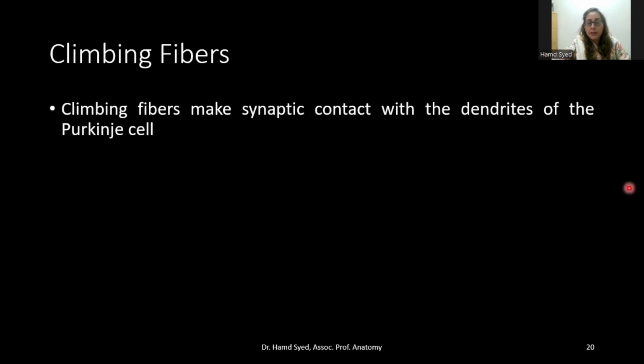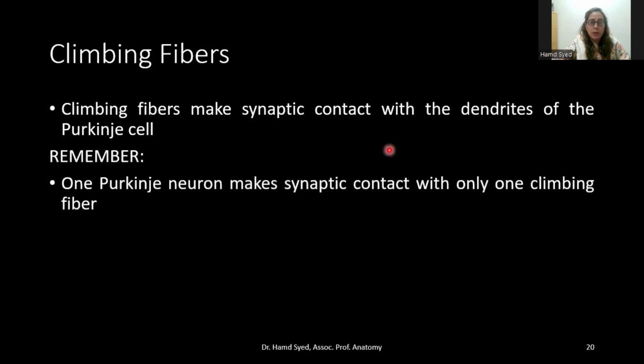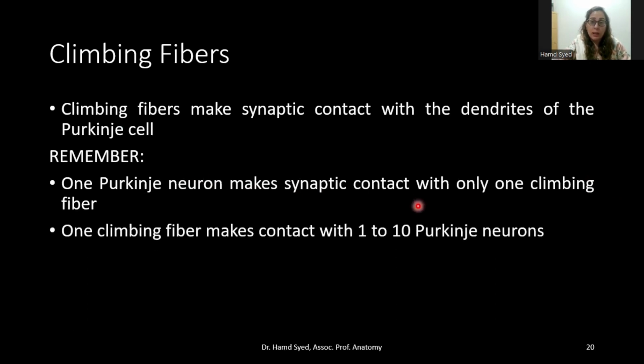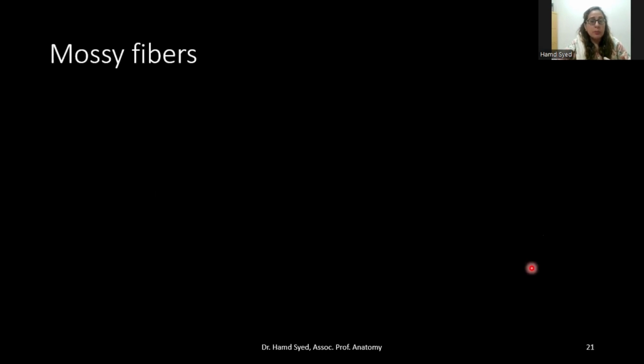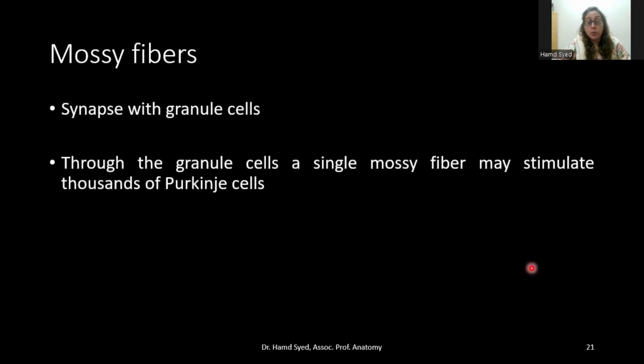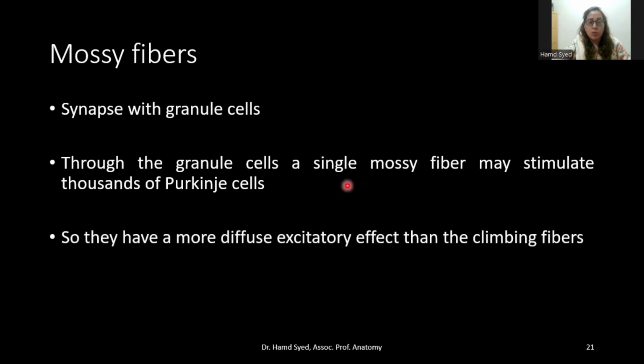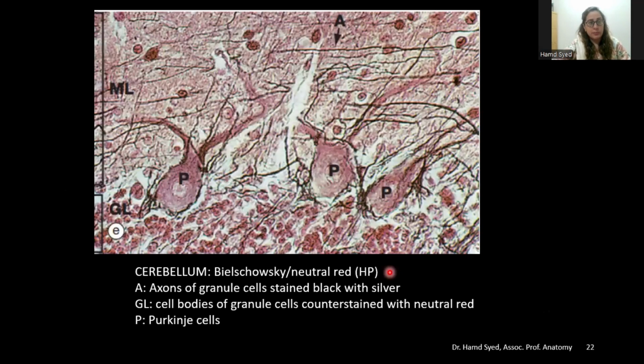Climbing fibers make synaptic contact with the dendrites of Purkinje cells. And remember that one Purkinje neuron makes synaptic contact with only one climbing fiber, but one climbing fiber makes contact with several, up to 10 Purkinje neurons. Now, regarding the mossy fibers, they synapse with granule cells, and through the granule cells, indirectly, a single mossy fiber may stimulate thousands of Purkinje cells. So they have a more diffuse excitatory effect than the climbing fibers.